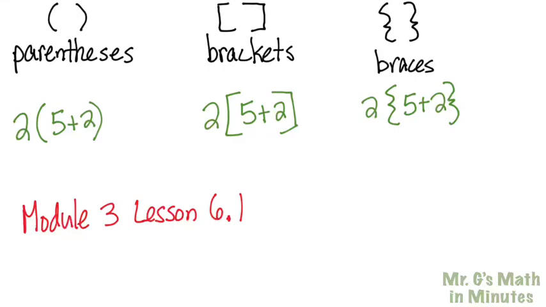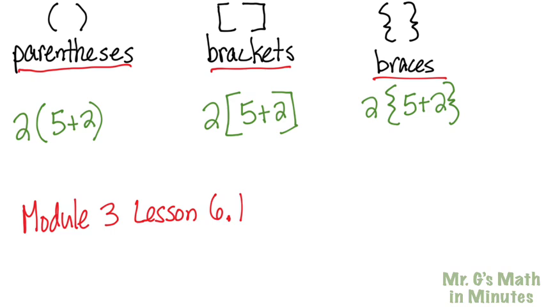So in this video, we're going to be looking at Module 3, Lesson 6.1, which is actually not in your book. This is going to be a packet to be passed out in class. And what we are looking at today is simplifying algebra expressions that have different grouping symbols in them. Right here, you see our three different grouping symbols. One you are very familiar with, and that is our parentheses. And then we're going to look at brackets and also braces.